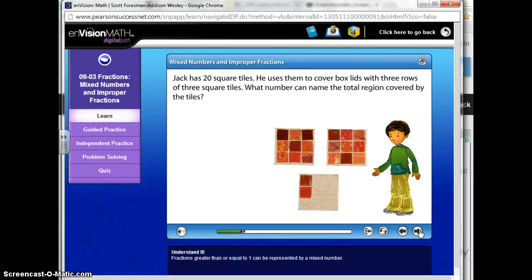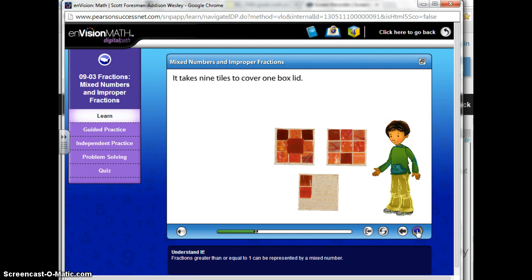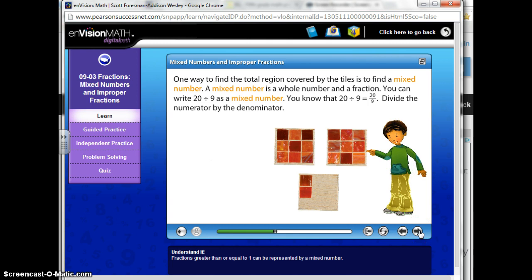Well, what if I change that and I made it into a mixed number? How many total full ones does he have? He has 2 full ones. This guy here and this guy here. Okay? What's the fraction that would go with that? This one isn't whole. It's part of a whole. Dathan? So he has 2 2/9 of tiles. So we're going to figure out how to do that. We're going to focus on what we do to change that process.